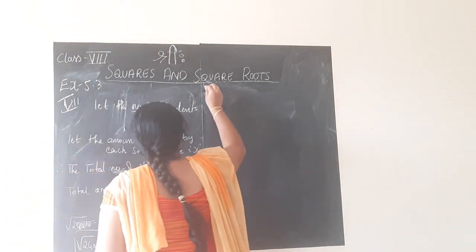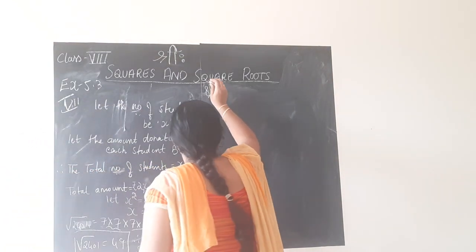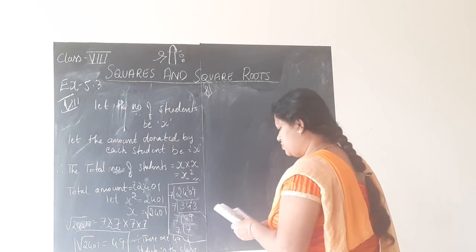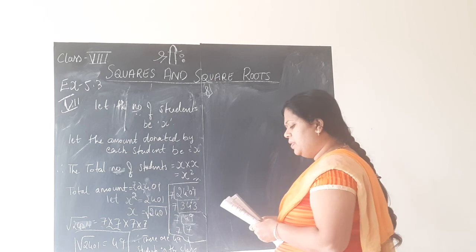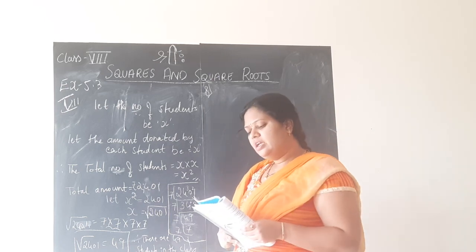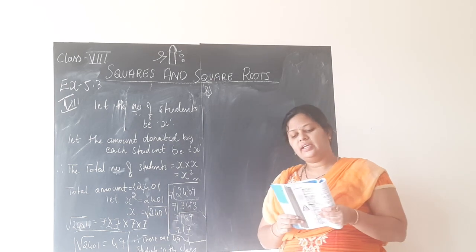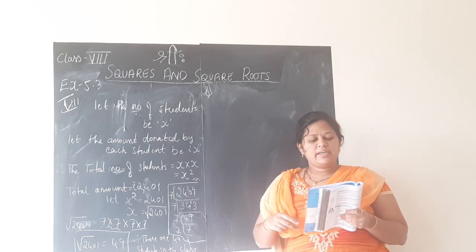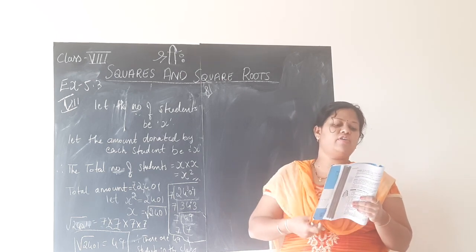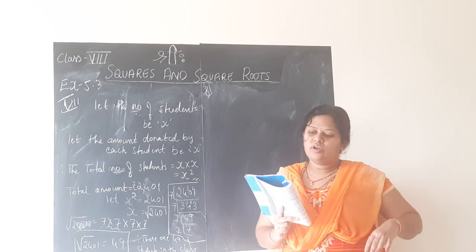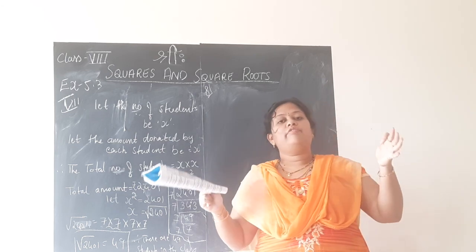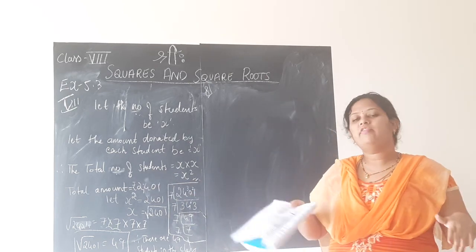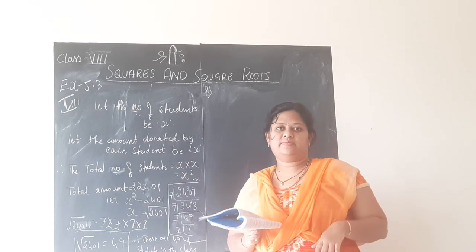Very simple. Next, I will solve the 8th one. The question is: 2025 plants are to be planted in a garden in such a way that each row contains as many plants as the number of rows. Find the number of rows and the number of plants in each row. So, a total of 2025 plants has to be planted, in rows.